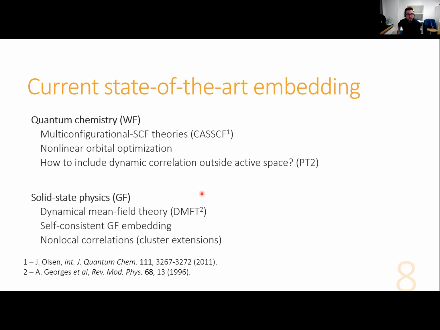In solid state physics, embedding is more naturally done in the Green's function language. DMFT is kind of the method of choice there, and there's a whole variety of related methods with a similar structure. And it is really a Green's function embedding instead of a wave function. And I'm not a DMFT expert, but one of the challenges is including non-local correlations. But these are rapidly being addressed with cluster extensions. So everything you see on this page is really active research. You know, the basic methods and these corrections like PT2, the extensions like cluster extensions.